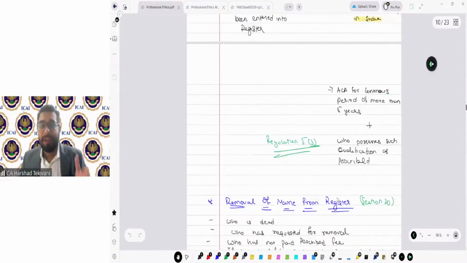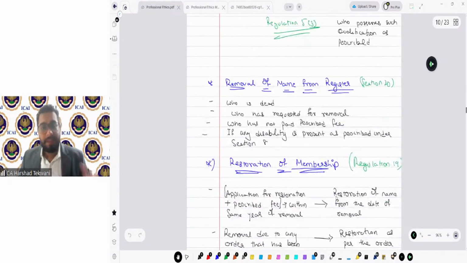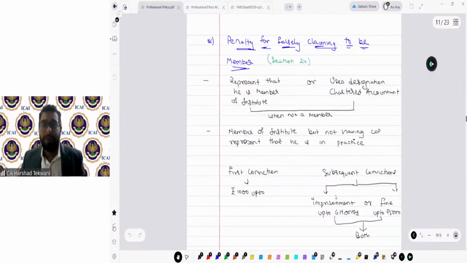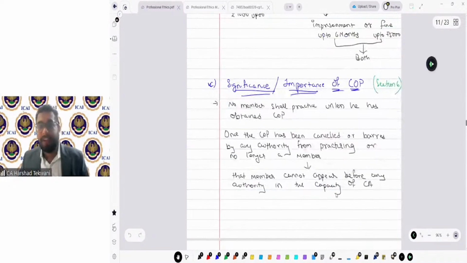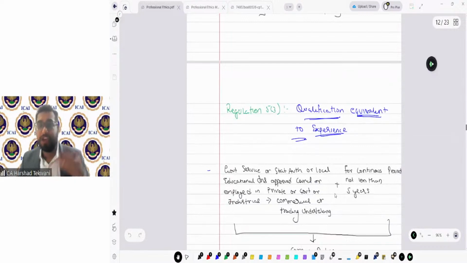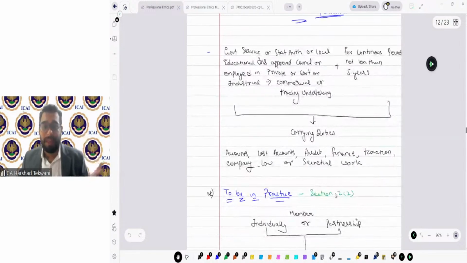We discussed Regulation 5.3, who possess such qualification as prescribed, which is mentioned in Regulation 5.3. We discussed the removal of name from register with respect to Section 20, restoration of membership, that is Regulation 19. Then we discussed the penalty for falsely claiming to be a member, that is Section 24. Significance and importance of COP, Section 6. Then we discussed the qualification equivalent to the experience that I just said, Regulation 5.3 in detail. Like, what would be that qualification?